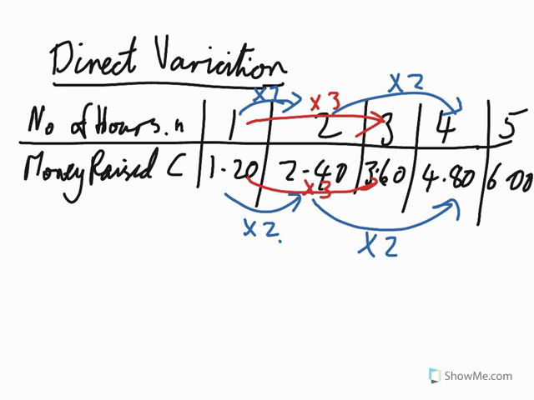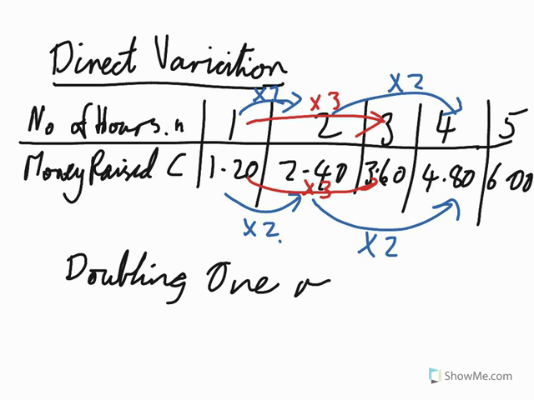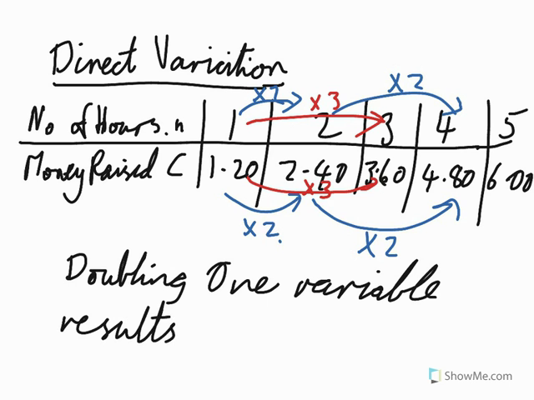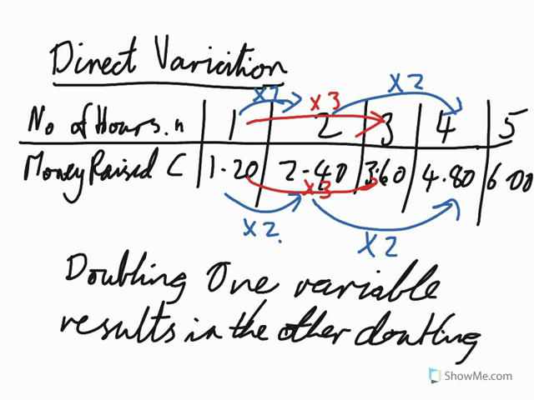So direct variation is, so doubling one variable results in the other doubling, in this particular case. There can be other kinds of direct variation, and we'll get to those a little bit down the track, but this is the simplest. So the way we can write that, well, if I graph that, let's have a look at a graph of it to start with.